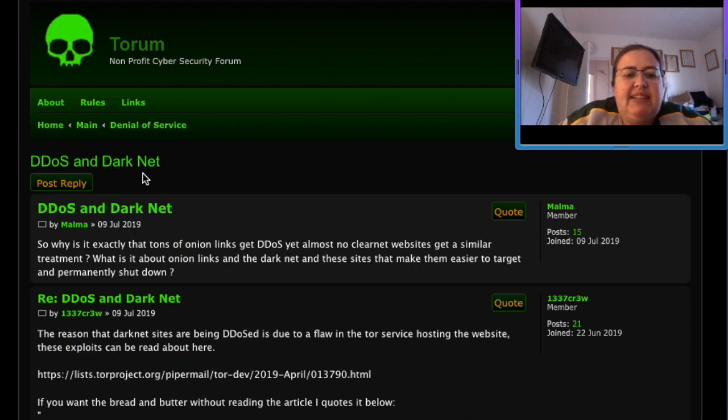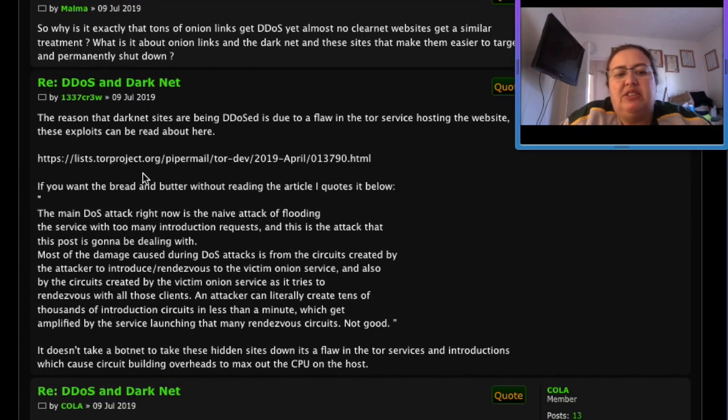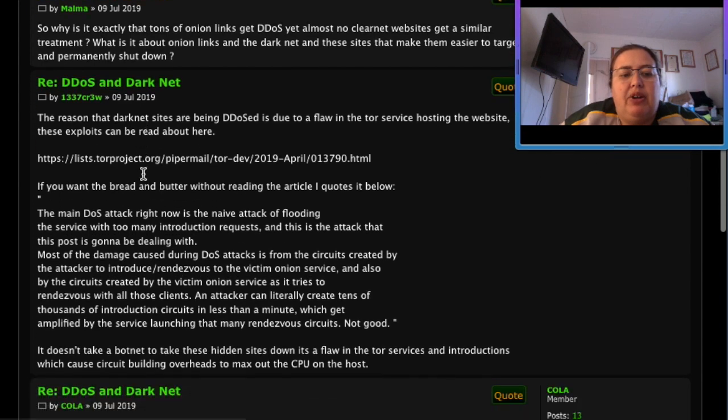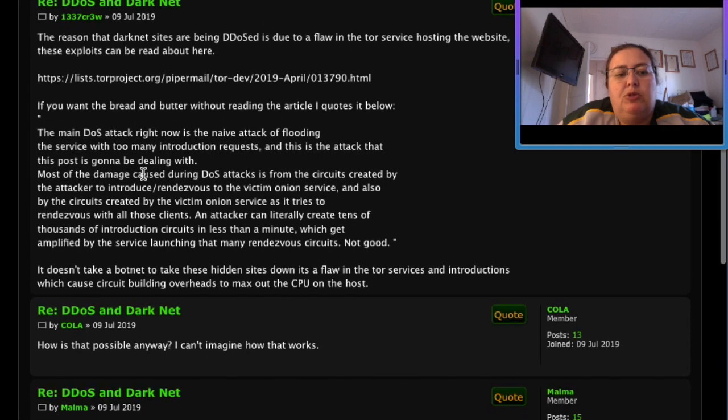So why is it exactly that tons of onion links get DDoSed, yet almost no clearnet websites get a similar treatment? What is it about onion links in the darknet that makes them easier to target and permanently shut down? The reason that the darknet sites are being DDoSed is due to a flaw in the Tor service hosting the website. These exploits can be read about here. If you want the bread and butter without reading the article, here are some quotes below.